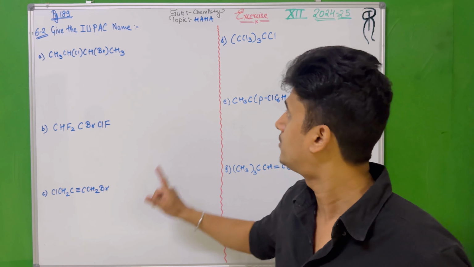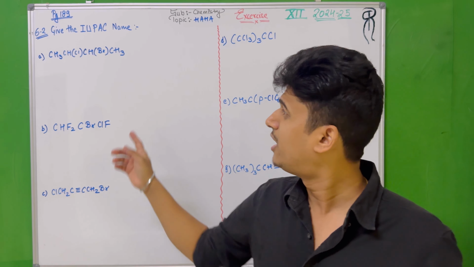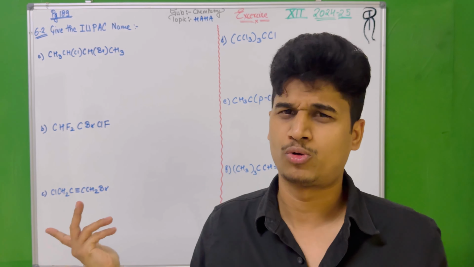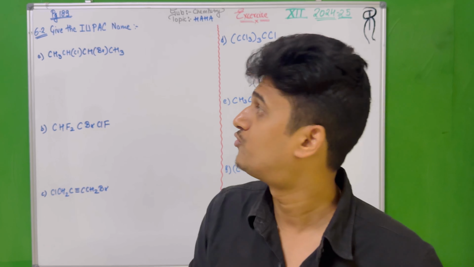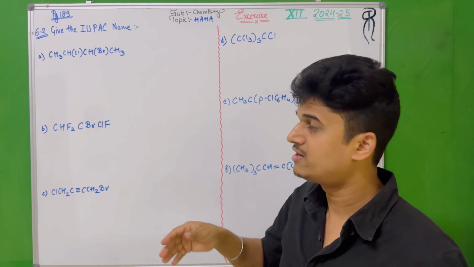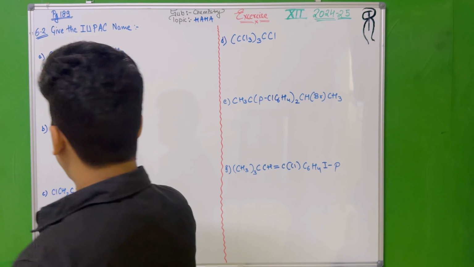There are six questions. In the textbook it is written as 1, 2, 3, 4, 5, 6, but I have given them as A, B, C, D. No problem, so let us start. What we're going to do first is write the structure in bond line form, and then one by one we're going to name it. So let us see the structure first.